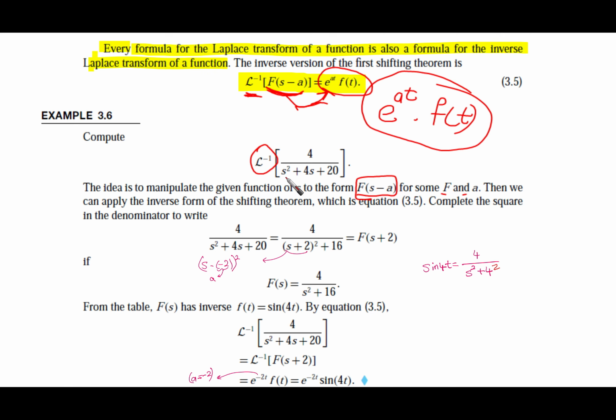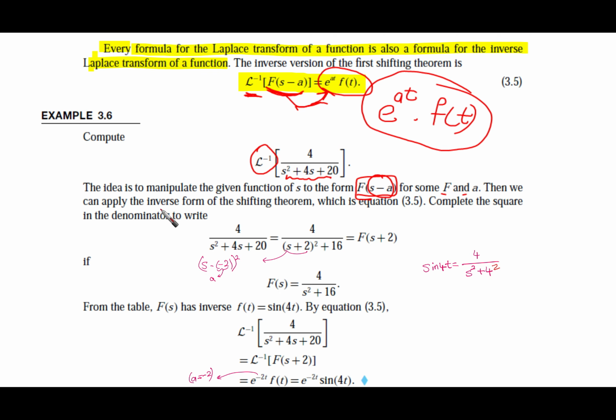What is the meaning of this? We want to change this denominator, instead of being s squared plus 4s plus 20, to something like s minus a constant. That's our main target. Then you are going to find that it's very easy and simple to get the inverse transform.